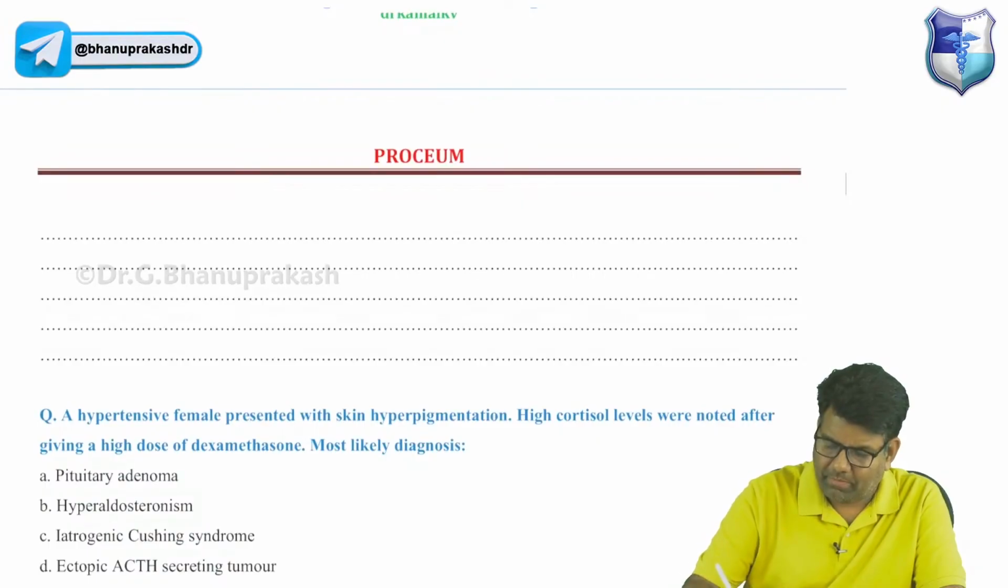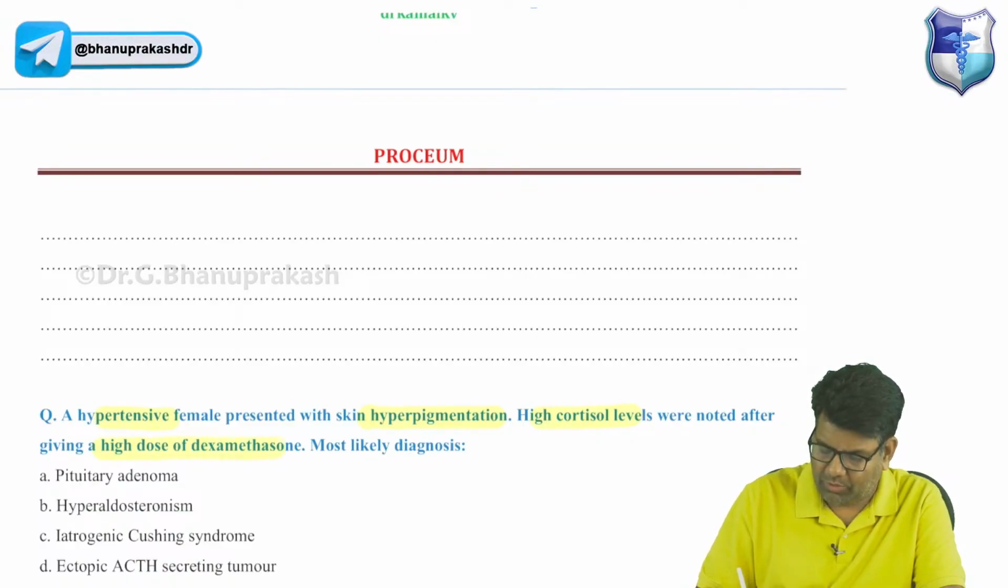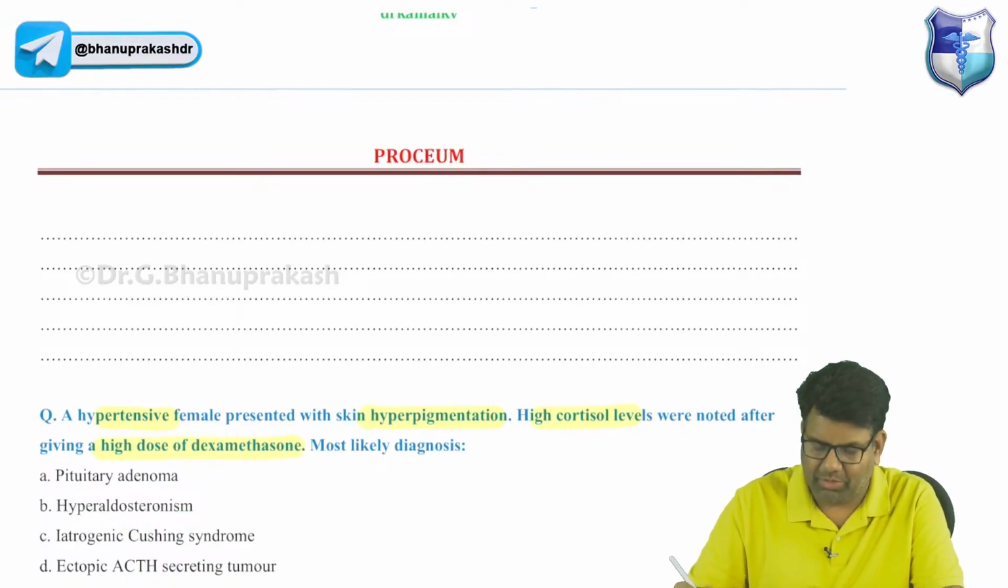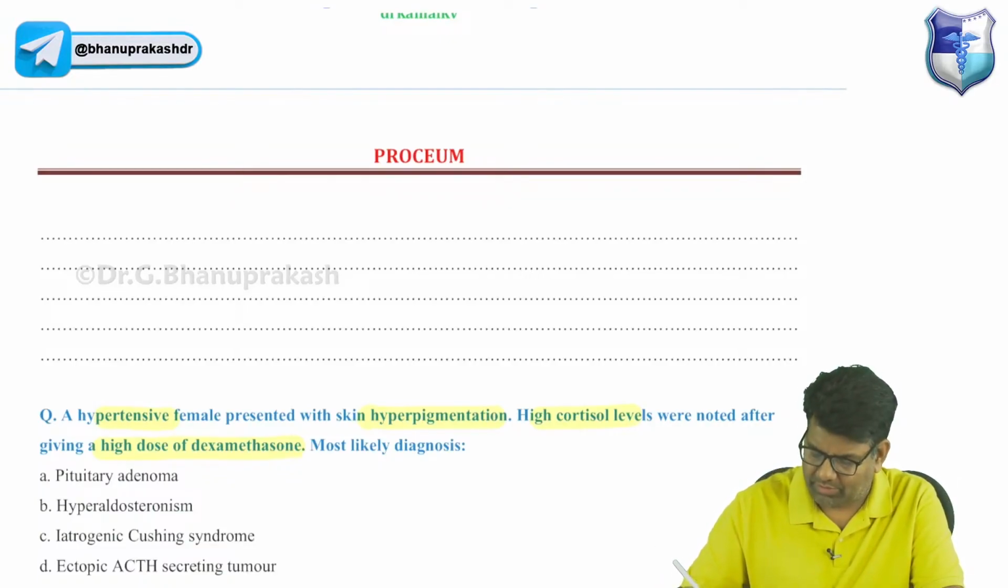Then next question. A hypertensive lady has skin hyperpigmentation. She had high cortisol levels even after giving a high dose of dexamethasone. What can be the reason? Now here again, everyone is right, you have to apply the concept of paraneoplastic activity.